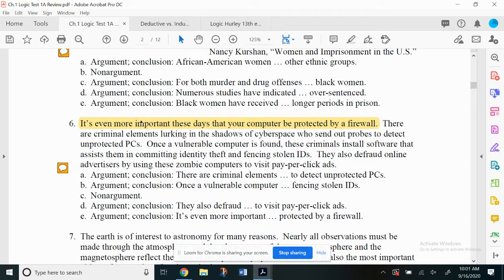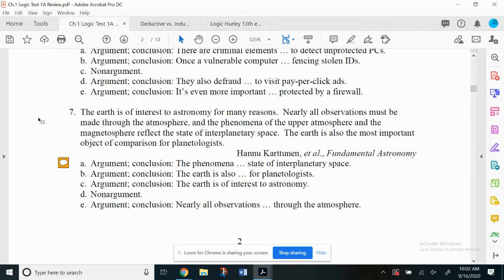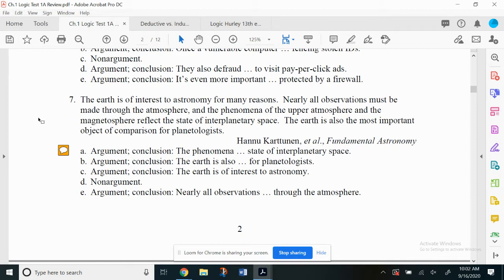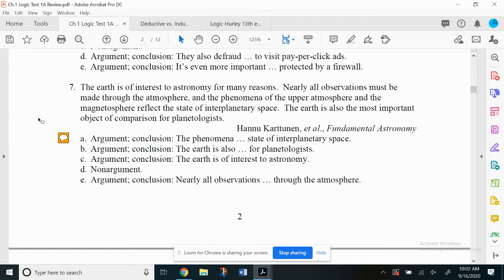And last but not least, for this section, we'll do seven. And then I will go into a different section of your test. This is just, once again, giving you exposure to these types of problems that you could see, identifying an argument from a non-argument, and then specifically identifying the conclusion. So seven. How many of you got C?